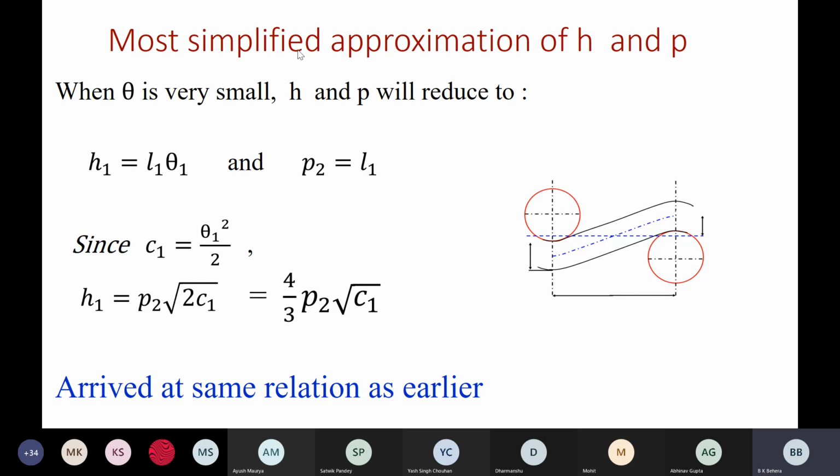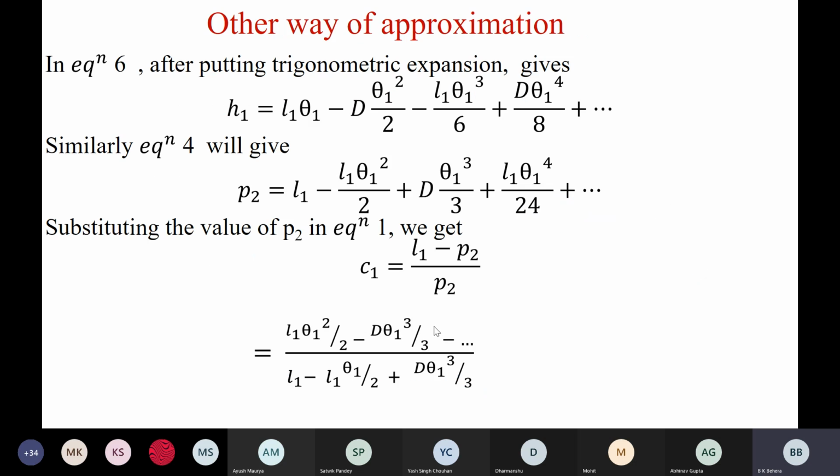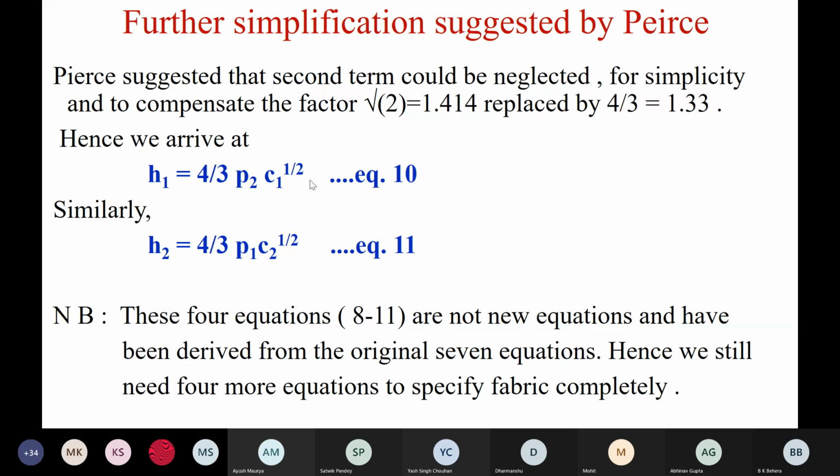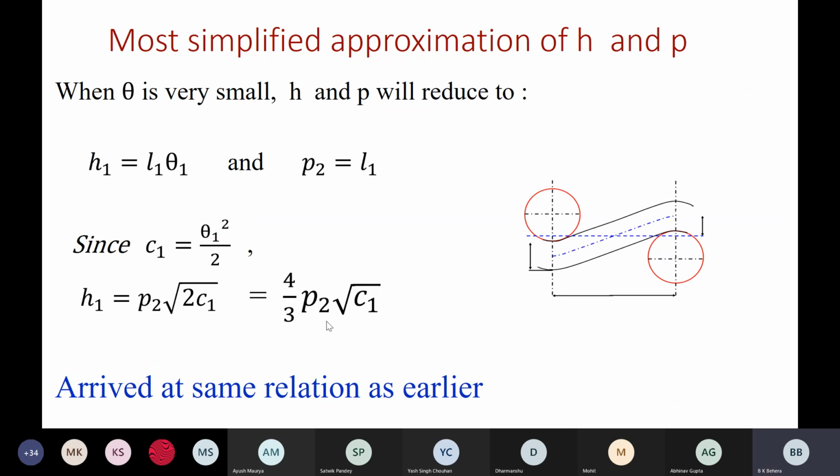So it doesn't matter what the procedure is, what the approach is. You will always arrive at the same relationship. Earlier also we got the same thing. H1 is equal to 4/3 P2 C1. H2 is equal to 4/3 P1 C2. And in this approach also we get the same result. H1 is equal to 4/3 P2 C1. And similarly you can write, changing the suffix, H2 is equal to 4 upon 3 P1 C2. You can write the other one also. But you have to understand how it is coming.